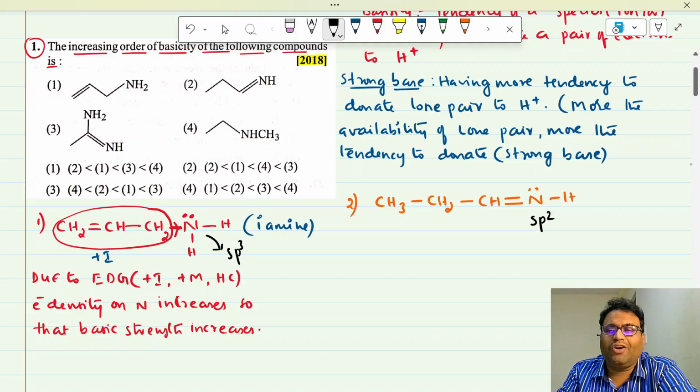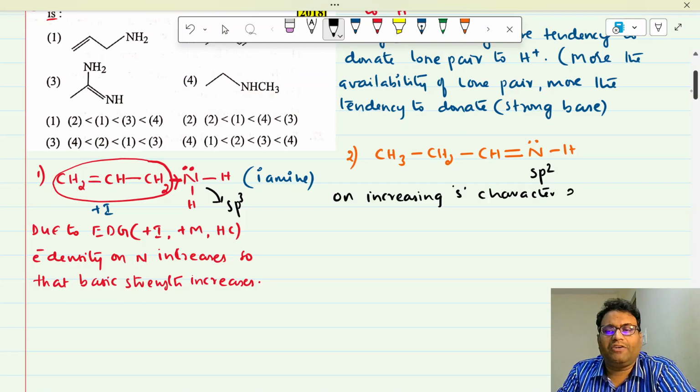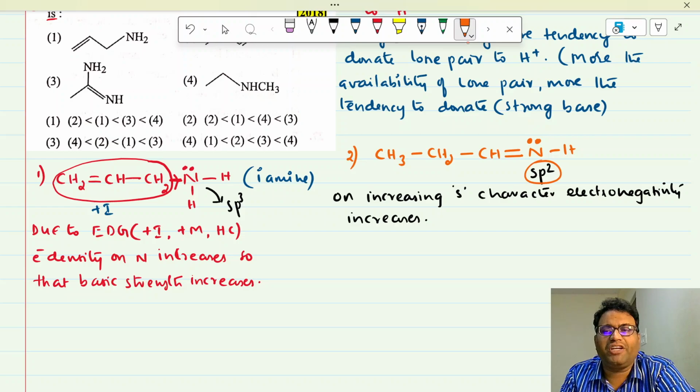So we know that on increasing the s character, electronegativity increases. If electronegativity increases, then automatically nitrogen, being more electronegative, holds this lone pair. This lone pair is held effectively by nitrogen because nitrogen is undergoing sp2 hybridization.